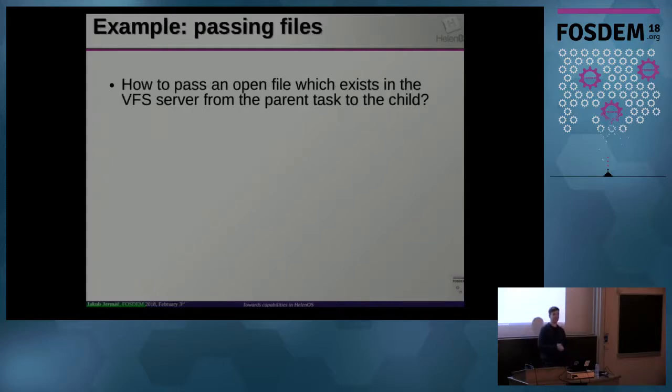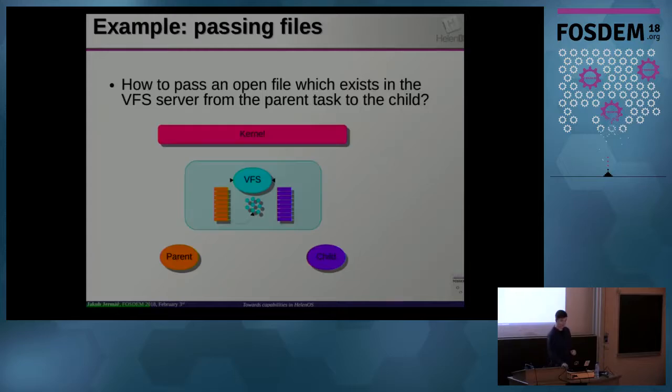So I would like to present some examples that illustrate the need for capabilities. So here is a real example. Our goal is to pass an open file from a parent task to a child task. Both of them are clients of the VFS server, and how do we do that? So one possibility would be to go like this.